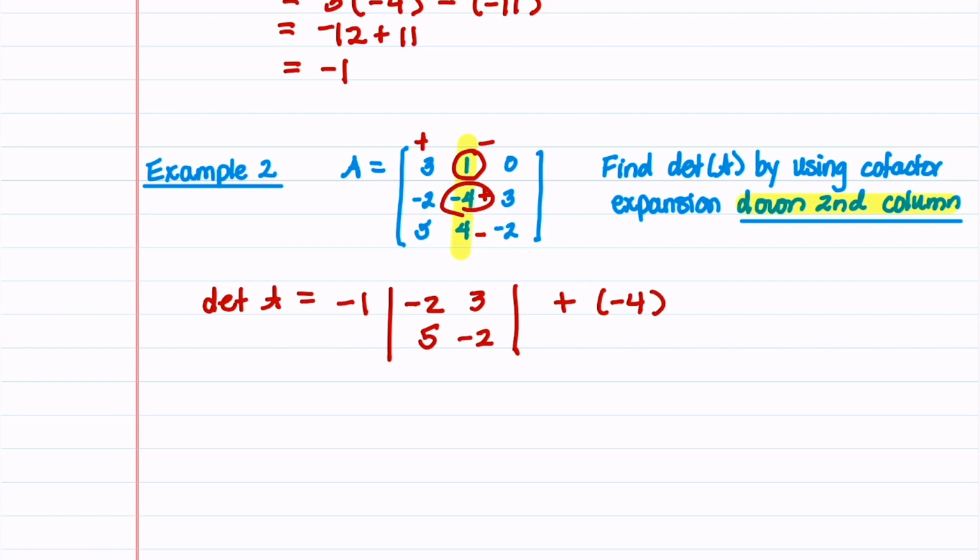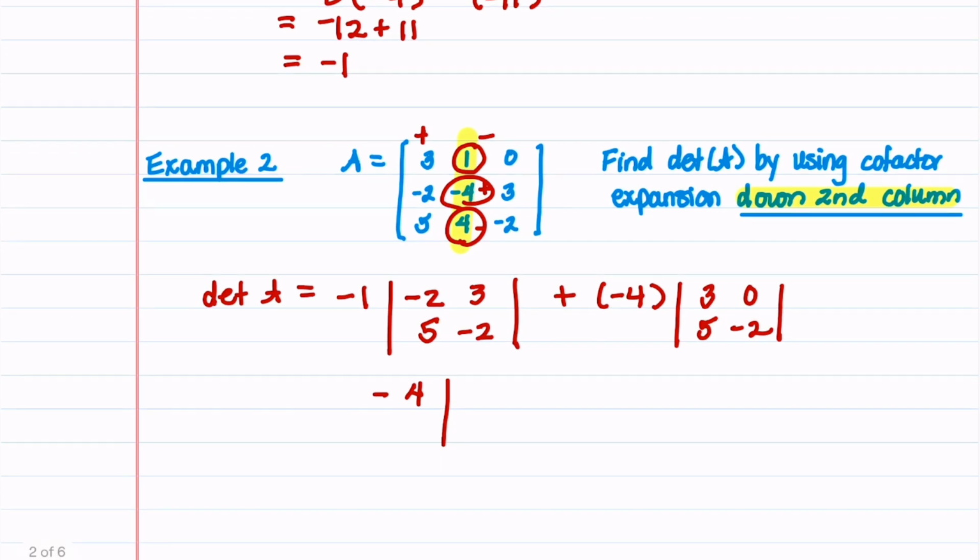Now we're working with that entry. Cross out the row and column connected with that one. And we have a 3, 0, 5, minus 2. And then lastly, we subtract 4. We're working with that entry now. Cross out the row and column common to that, and we're left with a 3, minus 2, 0, 3.